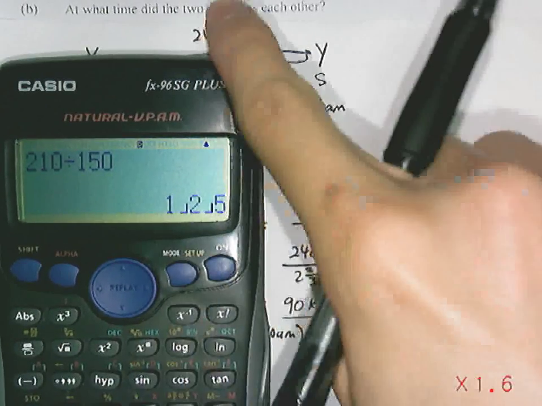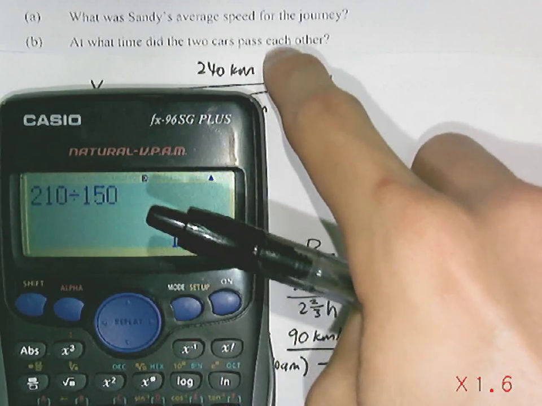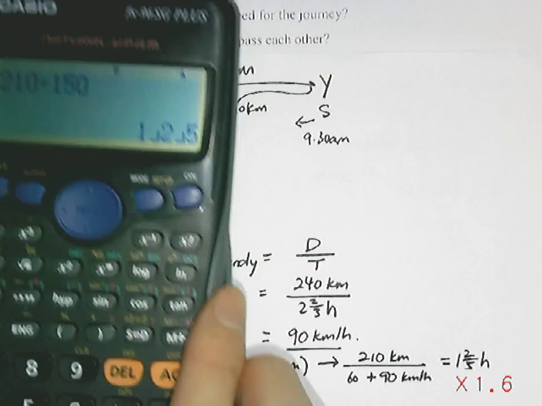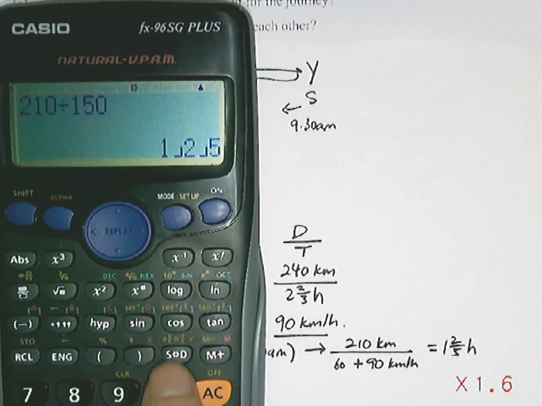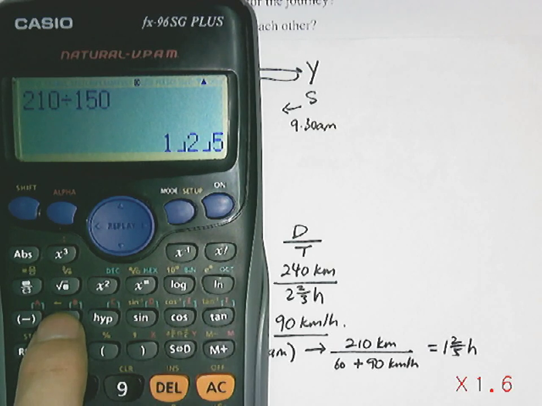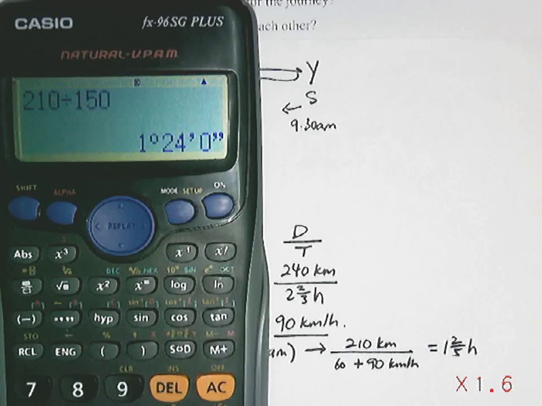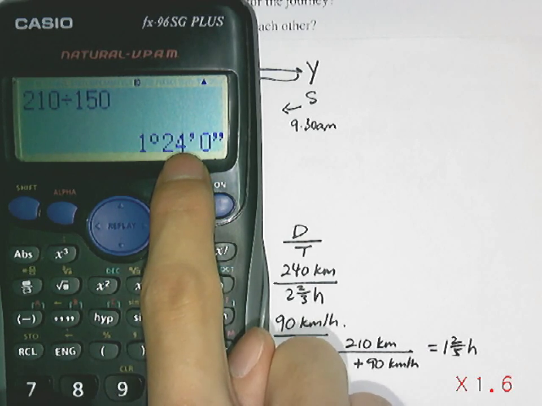Now the question asks what time, not the time taken. So what time will they pass each other? They started at 9:30, so this can be converted back into hours and minutes. 1.4 hours or 1 2/5 hours, you can press this key to convert back into hours and minutes. Pressing this key will give us 1 hour, 24 minutes.